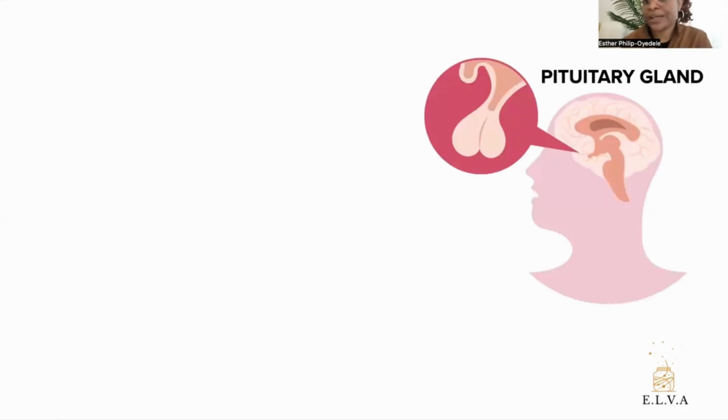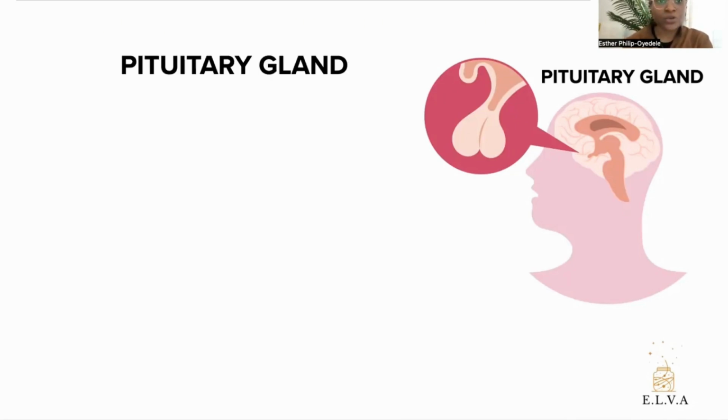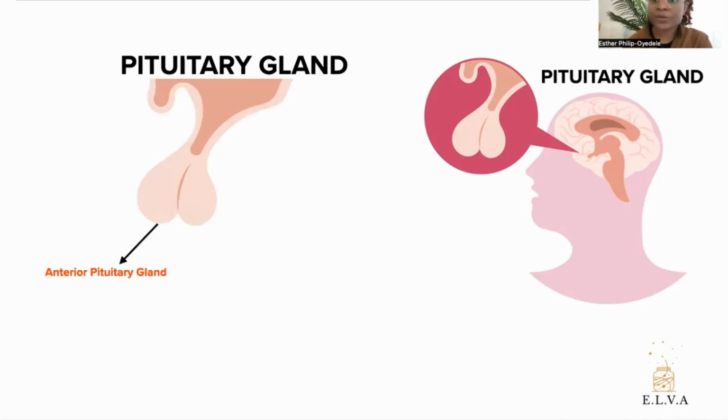Where is the pituitary gland? It's in your brain. And it has two lobes like that. As you can see, that's divided into two. We're going to expand that a bit. And the first one in front is called the anterior pituitary gland. It's called anterior because the word anterior means front. And the one at the back is called the posterior pituitary gland. But the one we're going to be focusing on today is the anterior one. That's why I have it in red.